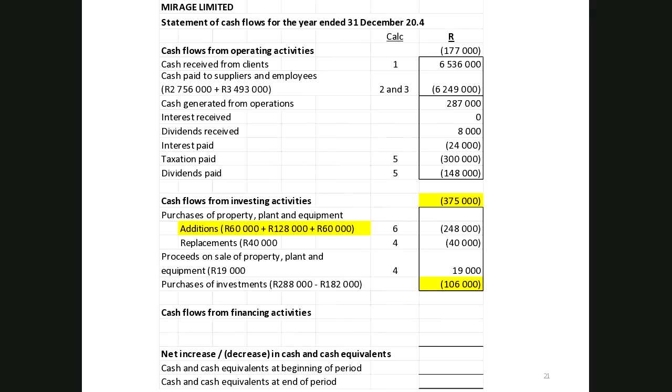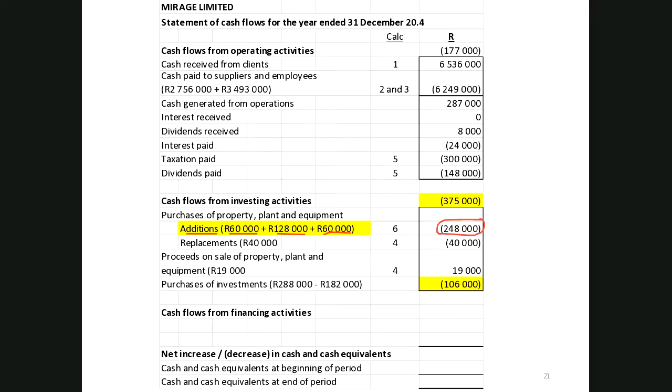So if we now go and look at our cash flows from investing activities, we can complete that. This 60,000 was the equipment amount they gave us. The 128,000 is the buildings, and this 60,000 is the land that we purchased. That all goes as additions. So additions are for assets that you didn't have before. Usually they're for expansion purposes. So it means I've spent 248,000 here on purchasing additional assets.